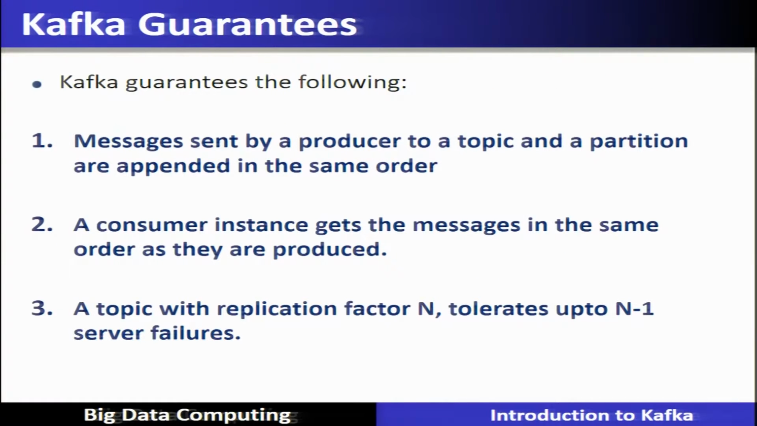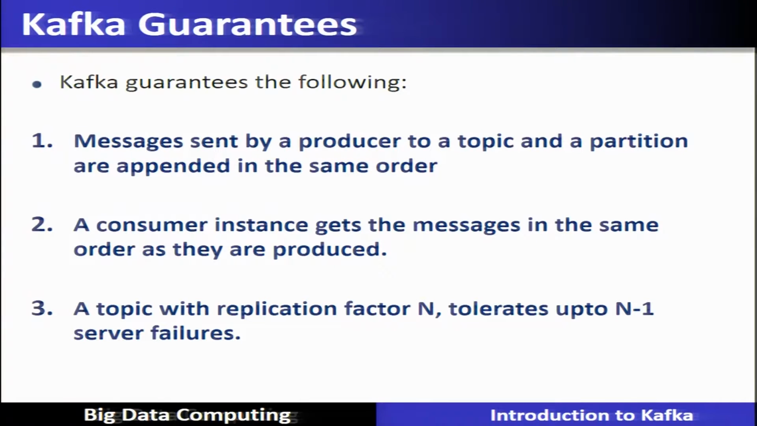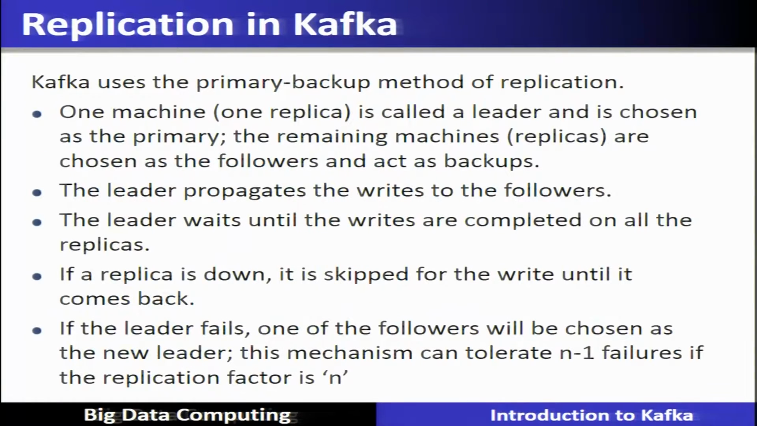Kafka guarantees the following. First, the messages sent by the producer to a particular topic and partition are appended in the same order. Second, the consumer instance gets the messages in the same order that they are produced. Third, a topic with the replication factor n tolerates up to n-1 failures.